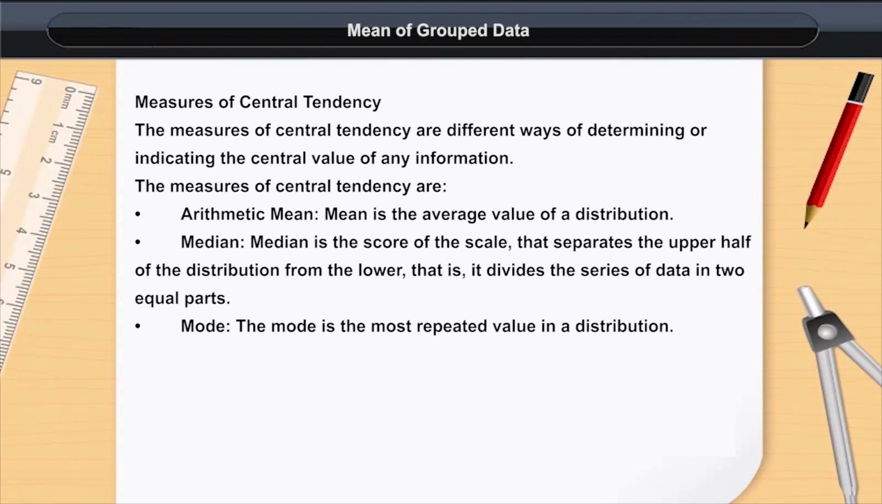Arithmetic mean. Mean is the average value of a distribution. Median. Median is the score of the scale that separates the upper half of the distribution from the lower, that is, it divides the series of data in two equal parts. Mode. The mode is the most repeated value in a distribution.